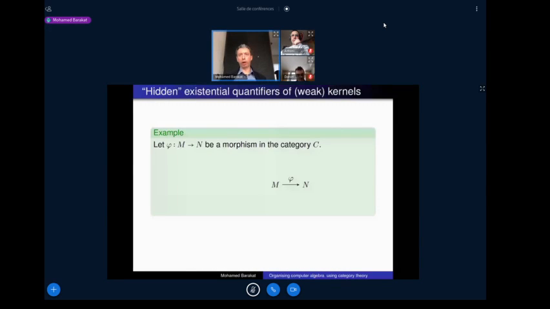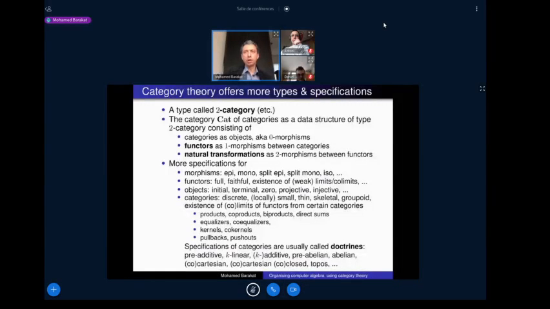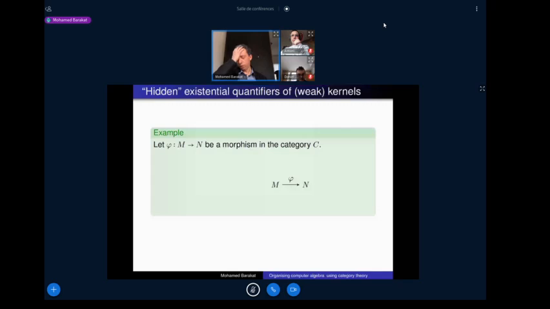So here is a warning. You see on the previous slide, I'm just saying we have kernels. If your brain is wired from set theory, then you will think that a kernel is just a subset of the source, those elements that map to 0. And in category theory, this is much more complicated. So let phi be a morphism in the category C. The category C should have a 0 object. And once we have a 0 object, we can then say what is a zeromorphism.